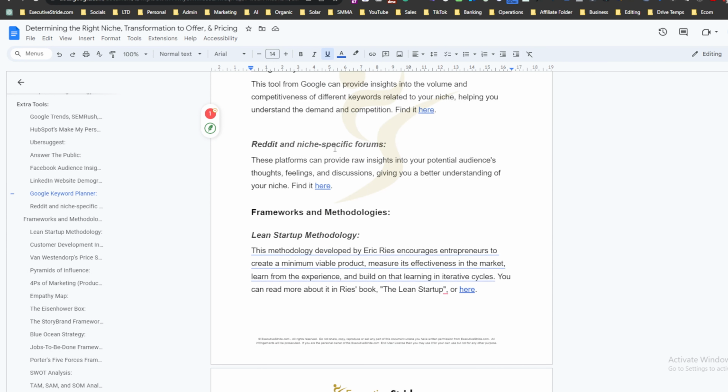And then Reddit and niche specific forums. These platforms can provide raw insights into potential audiences' thoughts, feelings, and discussions, giving you a better understanding of your niche. You can find it here.